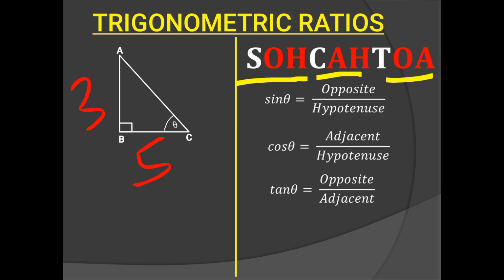So SOH: sine is opposite over hypotenuse. CAH: cos is adjacent over hypotenuse, and then TOA is opposite over adjacent. So sine theta is opposite over hypotenuse, cos theta is adjacent over hypotenuse, and then tan theta is opposite over adjacent.